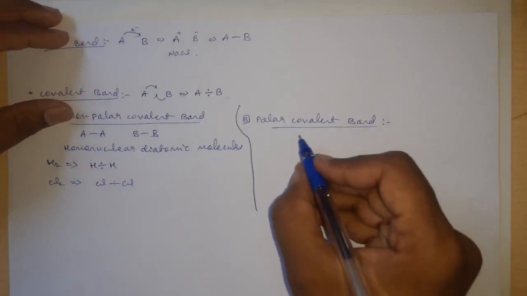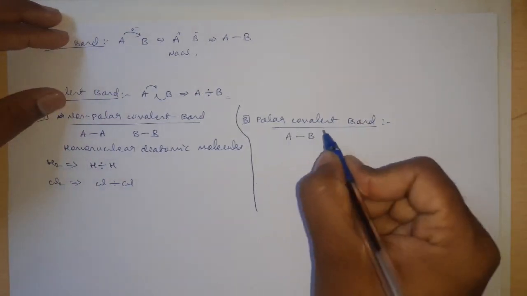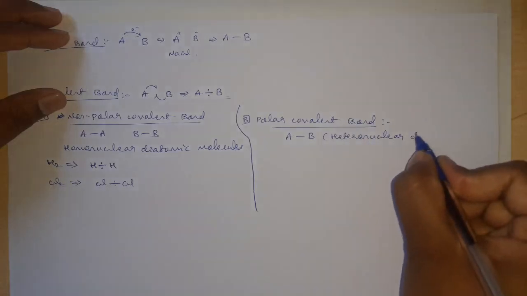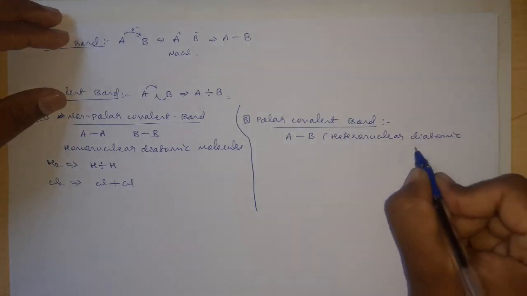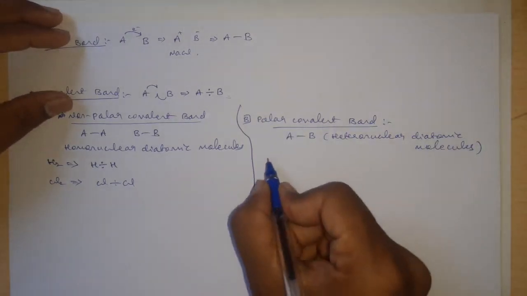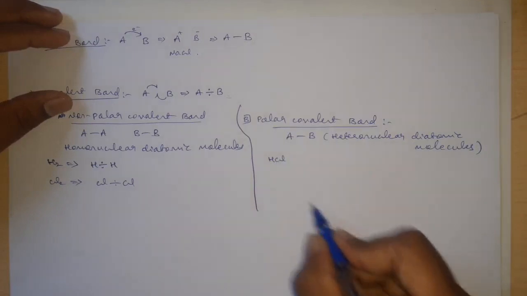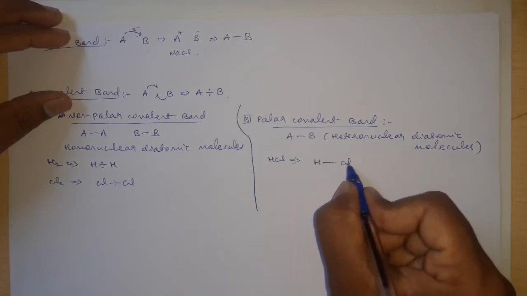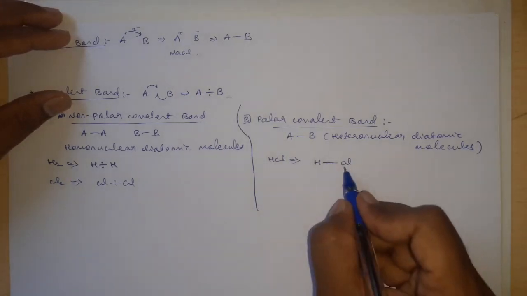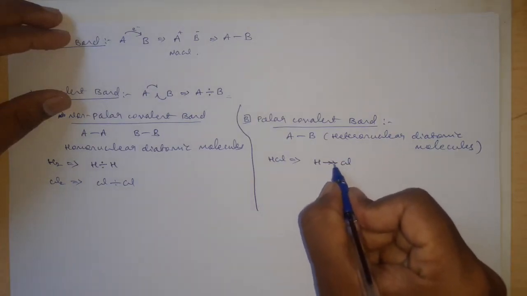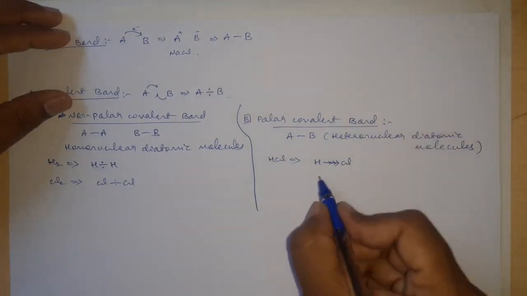And polar covalent bond is of the type AB, meaning heteronuclear diatomic molecules are the best examples for a polar covalent bond. Take for example HCl. This molecule is formed by the sharing of one electron from the hydrogen and one electron from the chlorine, and here we know that chlorine is more electronegative than hydrogen. Therefore, it will attract the bonded pair of electrons towards itself.